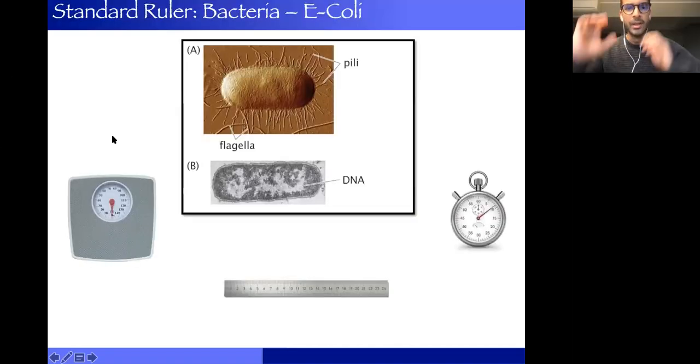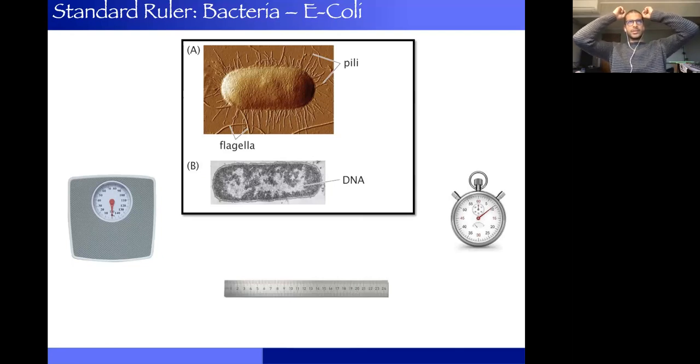Okay, so we're going to use the E. coli bacterium. So the E. coli is a bacteria, and we're going to use that as our standard ruler.